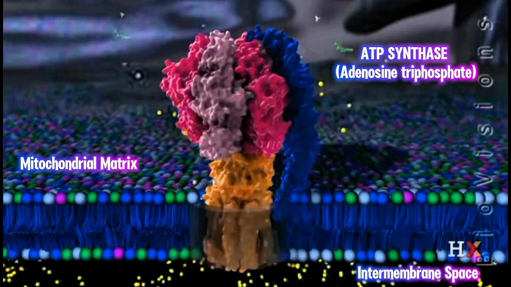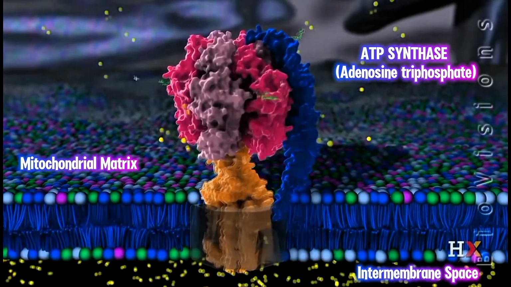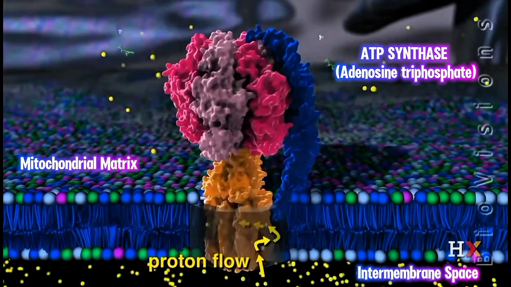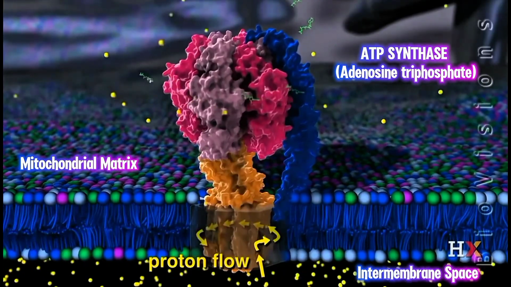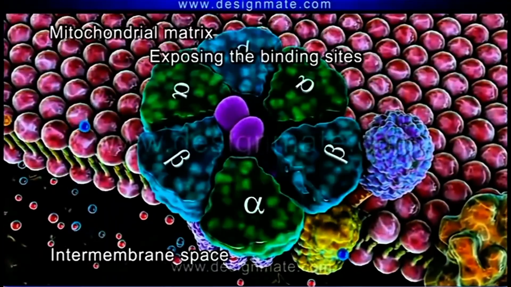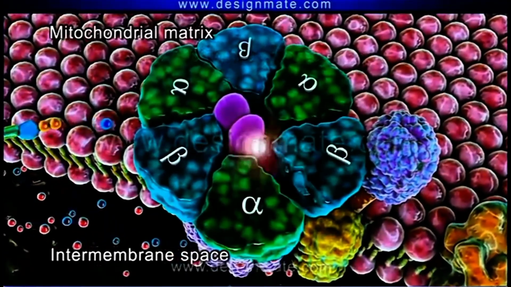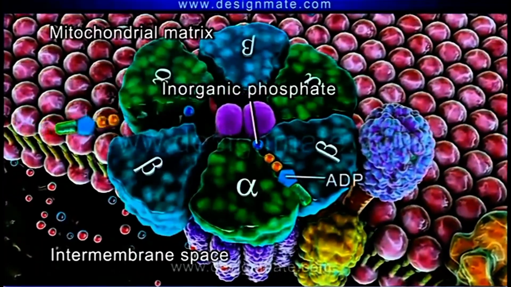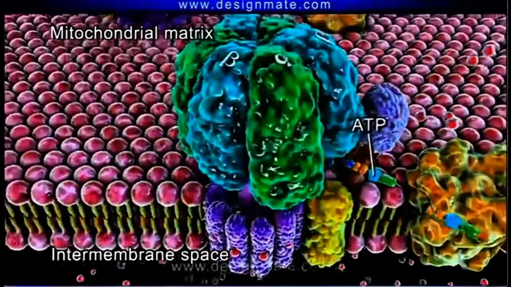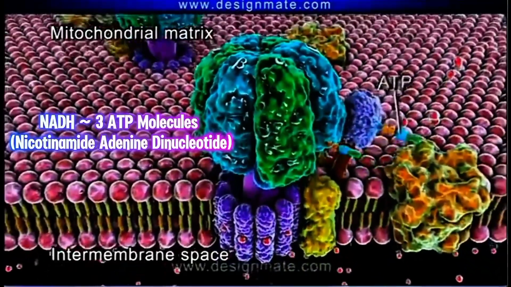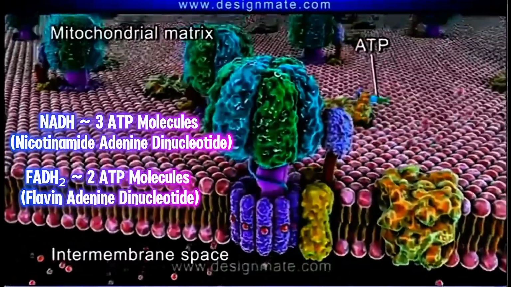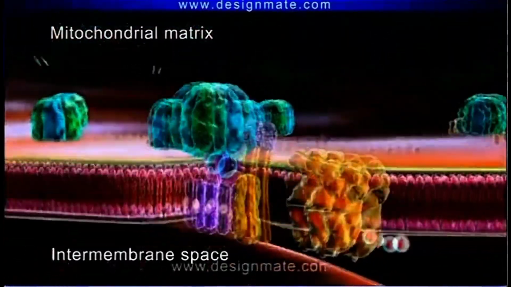The protons that were pumped out want to move back inside the mitochondrial matrix because of the concentration difference, so they return through the special protein called the ATP synthase. As the protons flow back, ATP synthase rotates like a turbine, producing ATP from ADP and inorganic phosphate. Each NADH contributes enough energy to make about 3 ATP molecules, and each FADH2 makes about 2 ATP molecules.